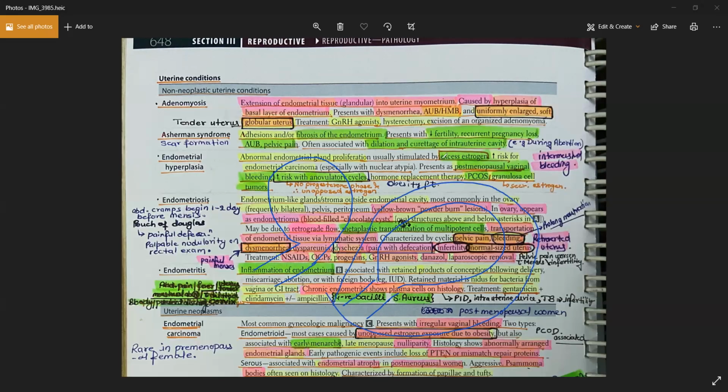Is that okay? Isn't the uterus supposed to be retroverted? No, anteverted. Normally, you have the uterus like that, and the angle between the uterus and the cervix is like that. But in this condition, the uterus and the cervix become flattened in a single line, 180 degrees to each other.